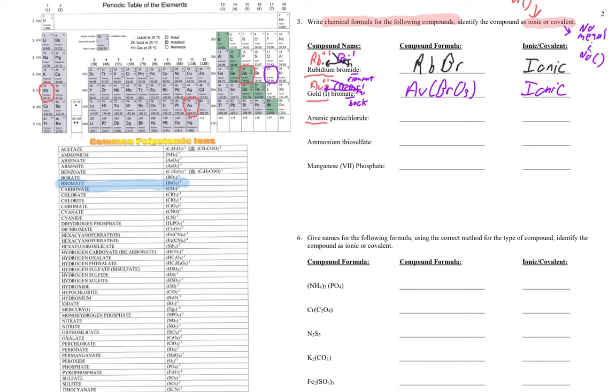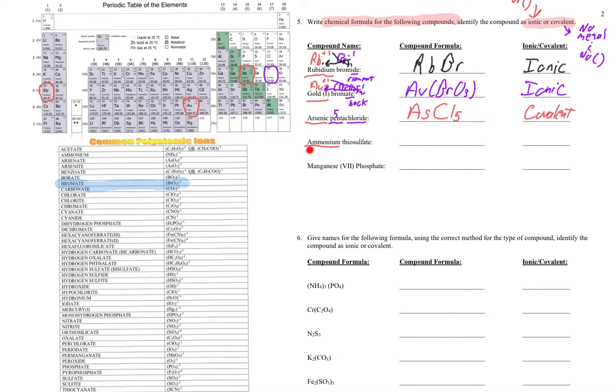Next, we have arsenic. Arsenic is As. It is a metalloid, not a metal. We also have pentachloride. Penta is a prefix that means 5. Chloride, all right, means it comes from the nonmetal chlorine. So I write what I see here. 1 arsenic and 5 chlorine. So that's AsCl5. There's no crisscross, no nothing, no metals, no parentheses. It is covalent. Fourth one, ammonium thiosulfate.